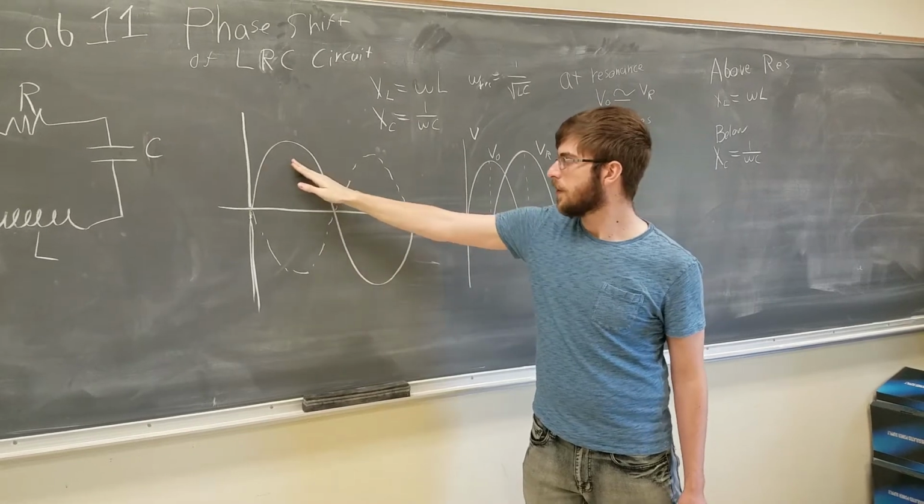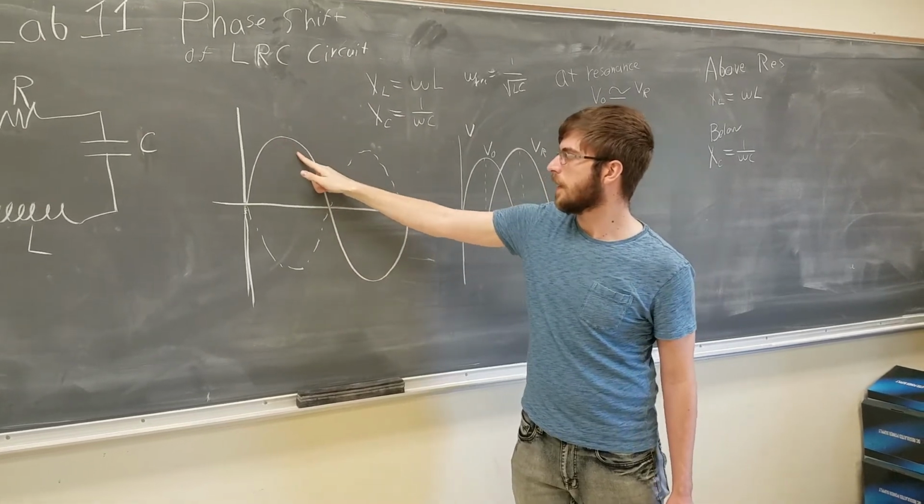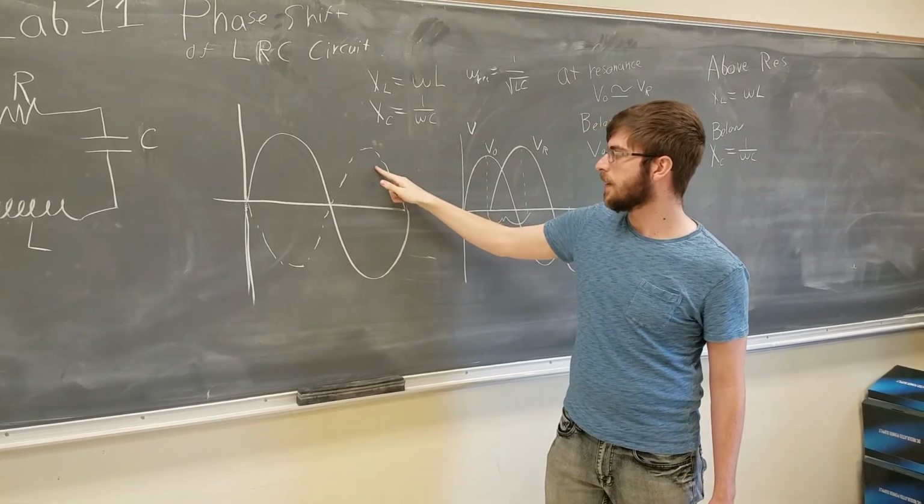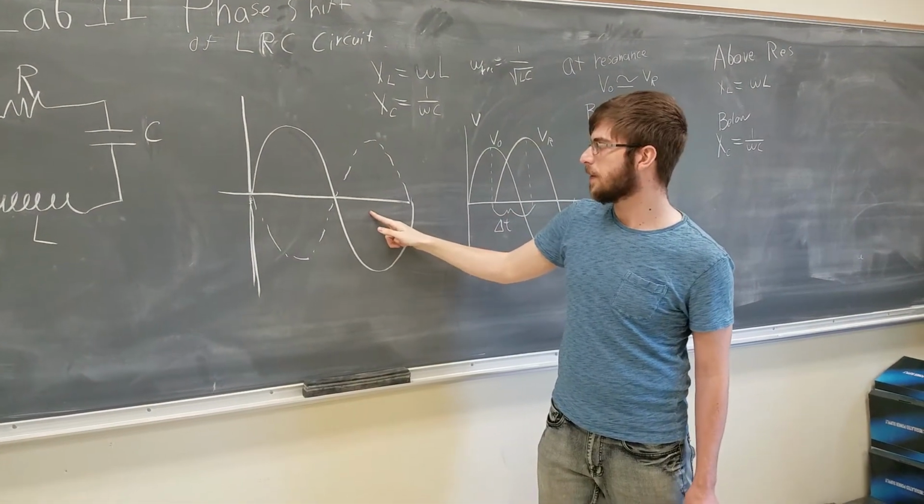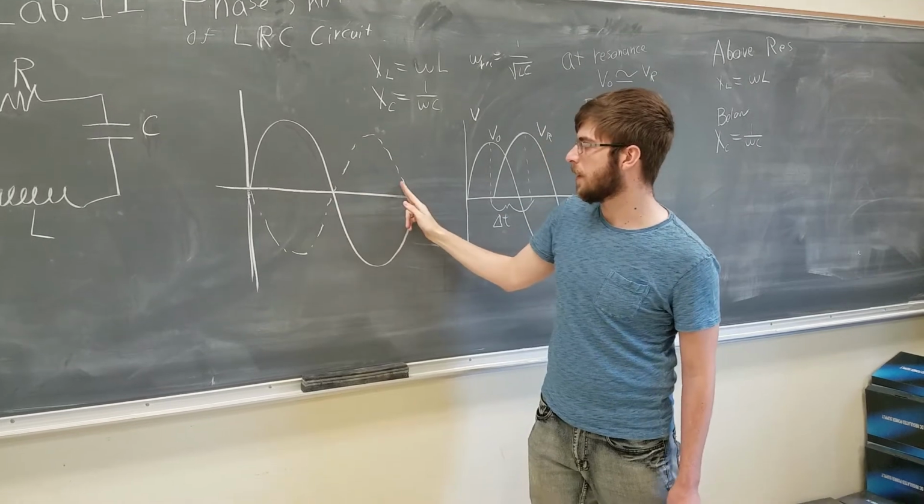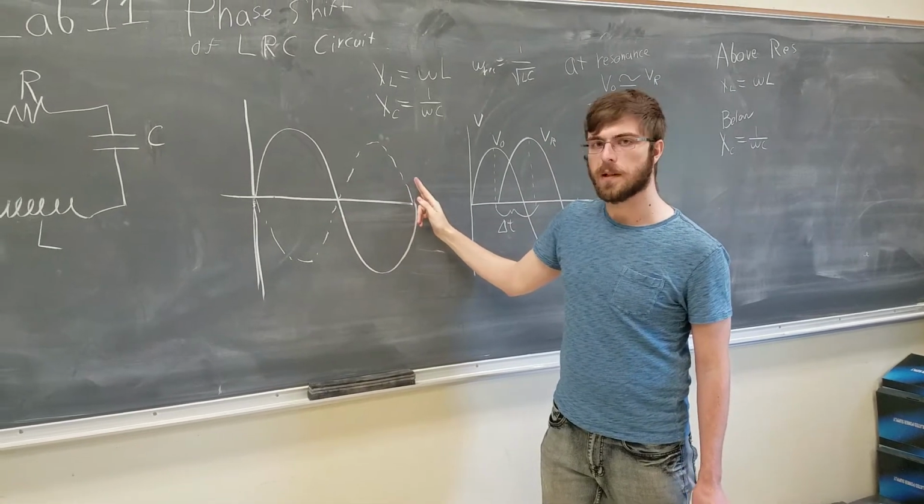In this example, I have two waveforms: a solid line and a dashed line. This is an example of a 90-degree phase shift. It's just completely offset from the other, and we can measure this.